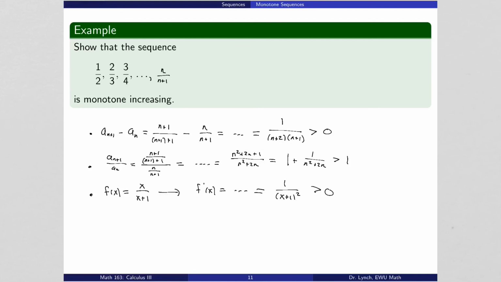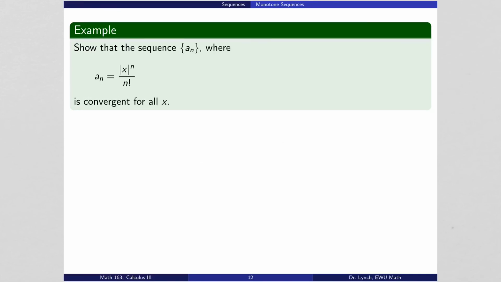So last example from this section, we're going to show that the sequence of numbers a sub n, where a sub n is given by the absolute value of x to the power n over n factorial, is a convergent sequence no matter what the number x is. Okay, so we'll start off with x equal to 0. Of course, if x is 0, then a sub n is 0 for all values of n, and we can see pretty quickly that this converges.